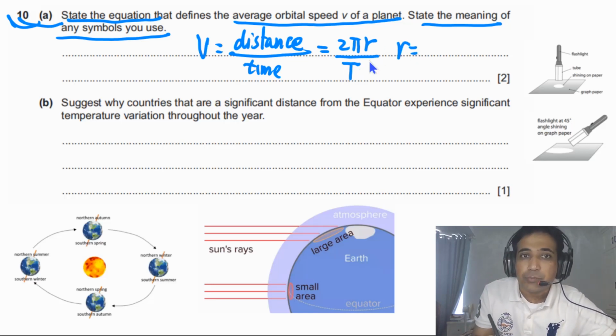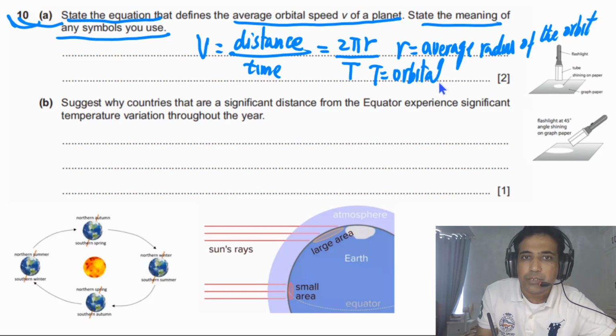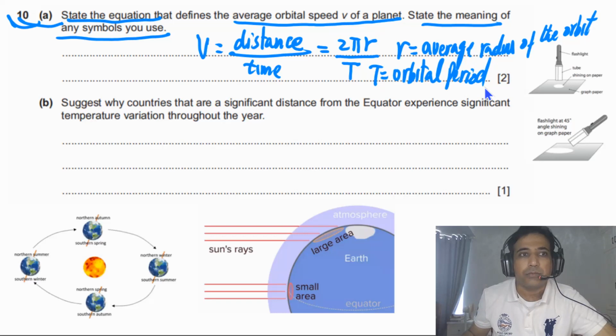We need to write down the meaning of these symbols. What is R? This is the average radius of the orbit. And T is the time period. We can say this is the orbital period. So this is how we can answer question 10 part A.